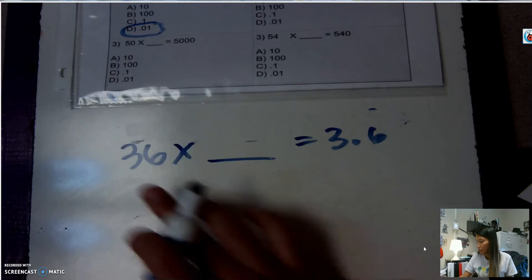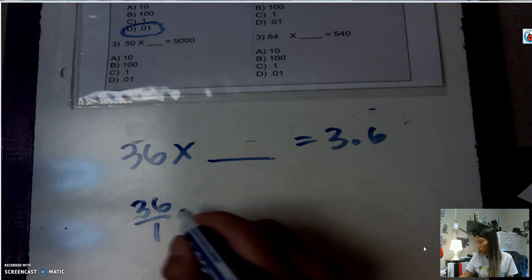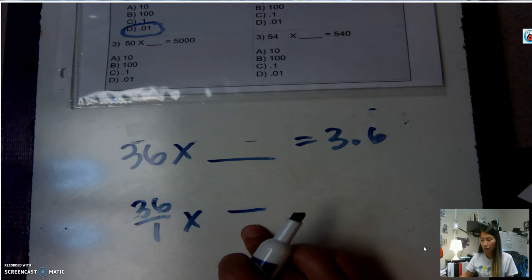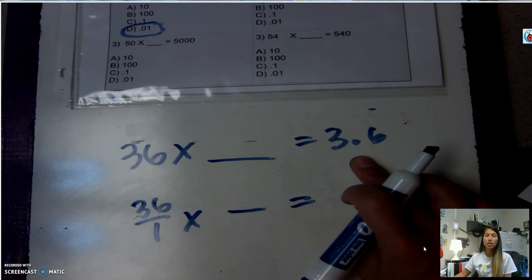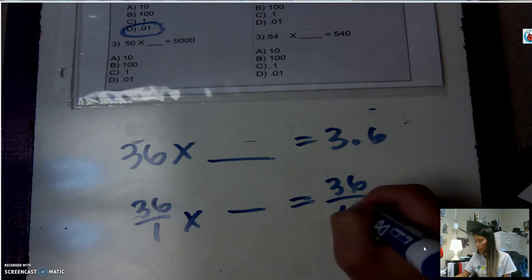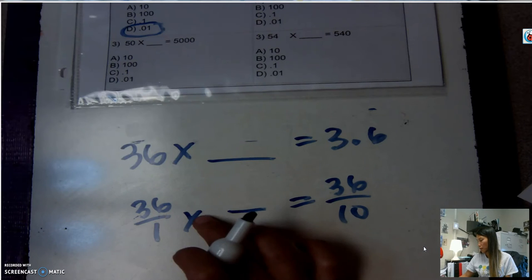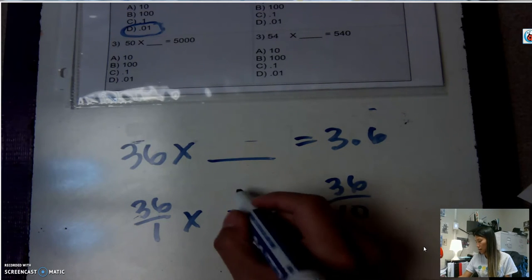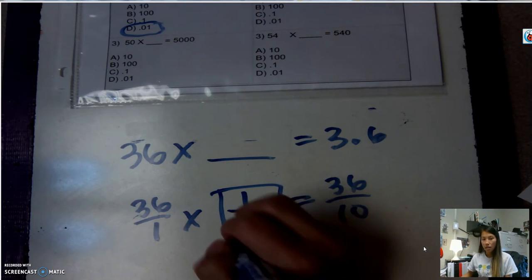I know that if I convert this to a fraction, I will put it as 36 over 1 multiplied by a blank fraction, for right now we don't know what that fraction is, equals 3 and 6/10. Now 3 and 6/10 can be converted to 36 tenths because you have 36 of those tenths. Then we have to think about it. 36 multiplied by what will give you 36? Well, if I multiply by 1, I will get 36. 1 multiplied by what will give you 10? I know I will put it as 10. So your answer is 1/10.